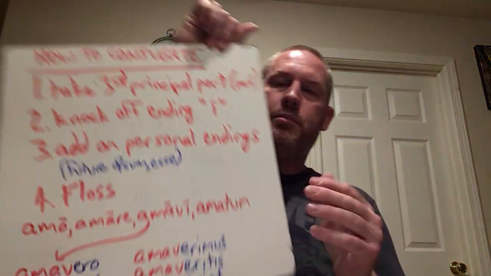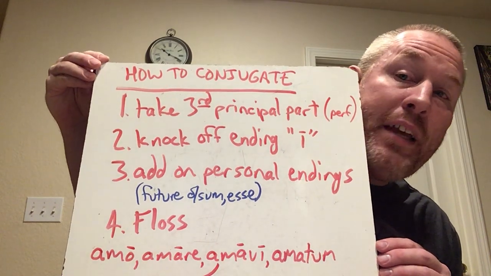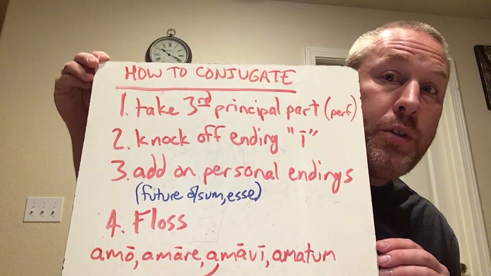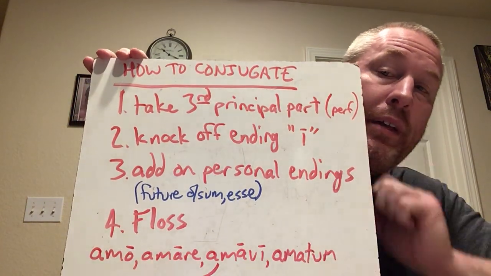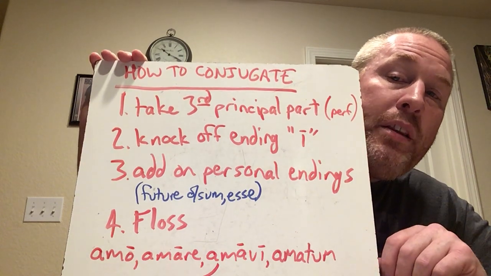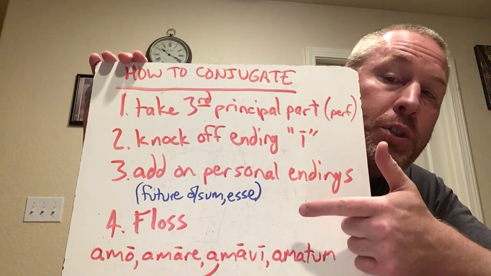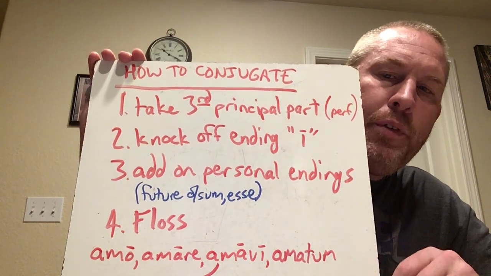So let's talk about how to conjugate it first, okay? So to conjugate the future perfect tense, step one, take the third principal part, which is also known as the perfect. Knock off the I, okay, that ending. So step two, knock off the ending. Step three, add on the personal endings, which are the future of sum esse. And I'm going to get into that in a little bit. And of course, step four, flaws.